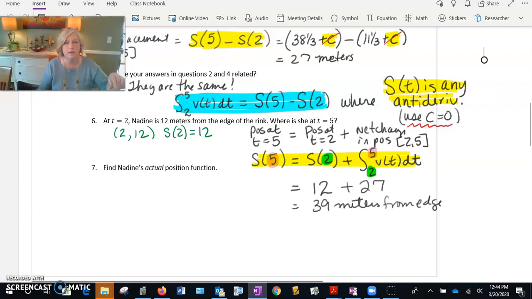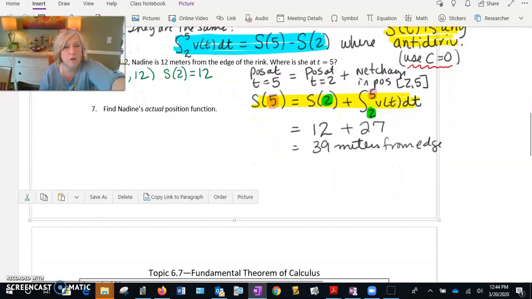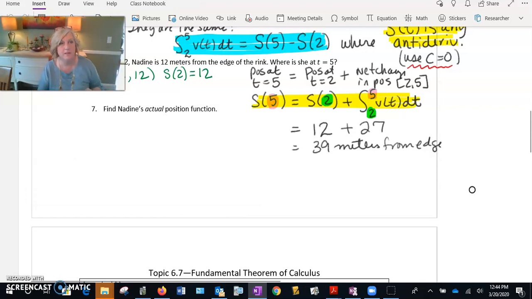So what we're going to do here is we're going to come down and look at finding Nadine's actual position function, the one that is specific to where she was at 2 seconds in, where she was at 12. So coming down here to the bottom, sorry, get that off.